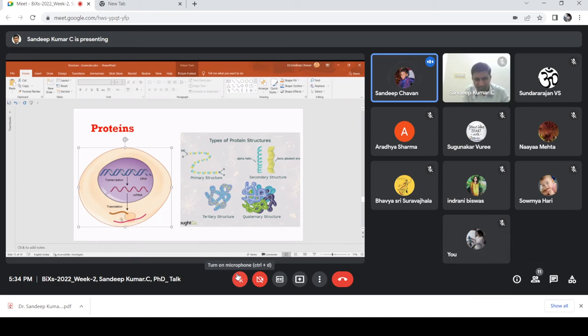Once the translation process is over, we have something called the primary structure. After some time, or sometimes simultaneously, this primary structure may fold to a secondary structure, and then fold to a tertiary structure. When two or three different subunits come together, they will form a quaternary structure.